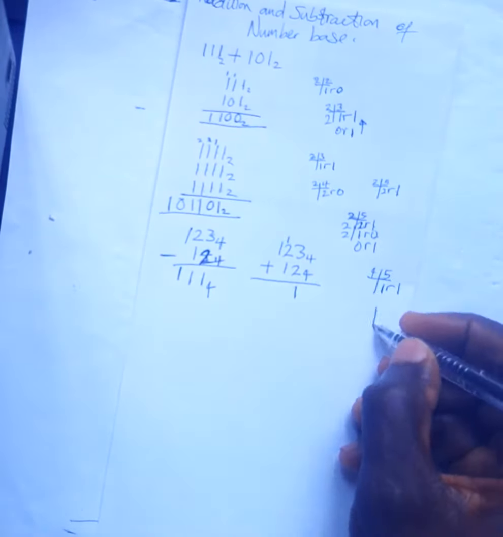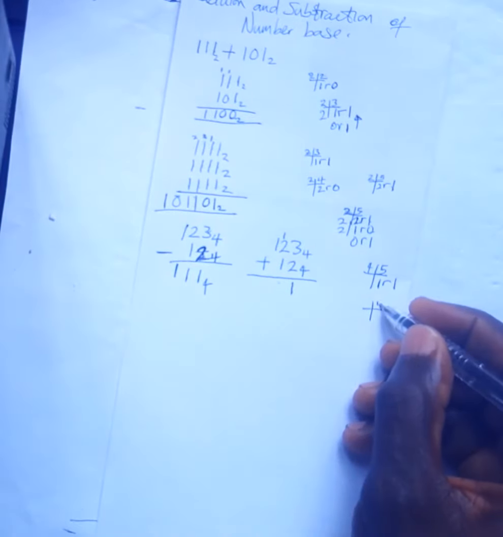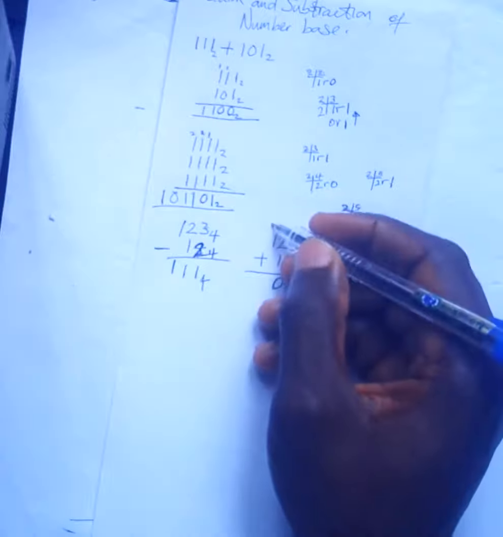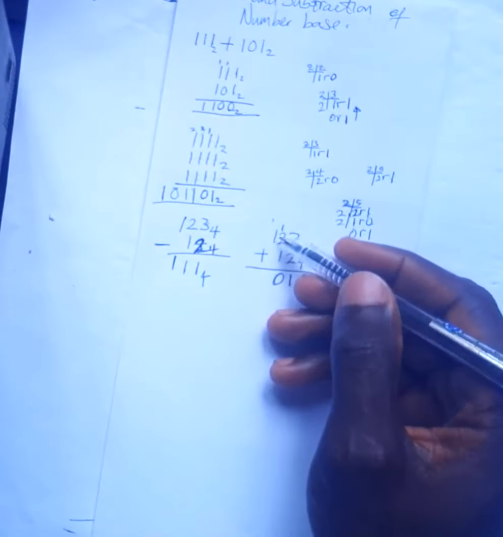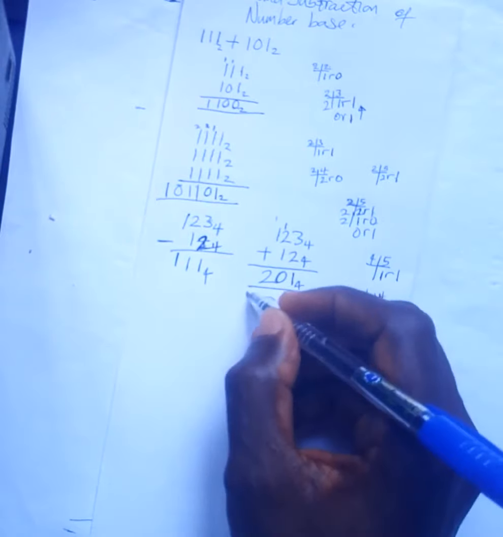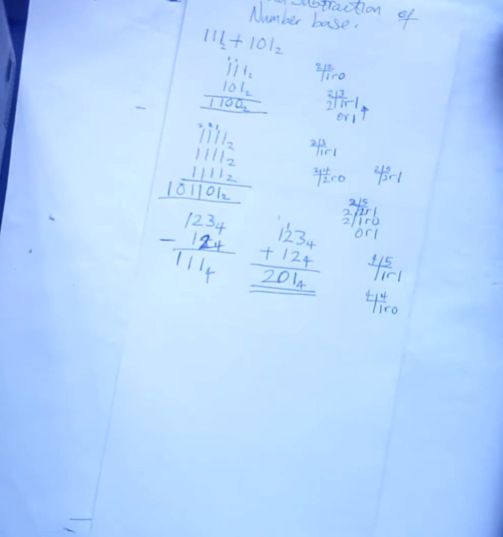And this 4 here again, you can't write 4. So you are going to write 4 here. 4 in 4, 1, remainder is 0. So you write your 0, you bring 1. So 1 plus 1, 2. 2 is still within 4. So 2, 0, 1. So all this depends on your constant practice.